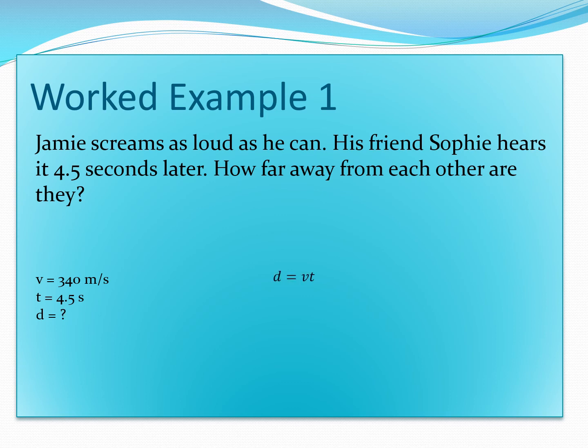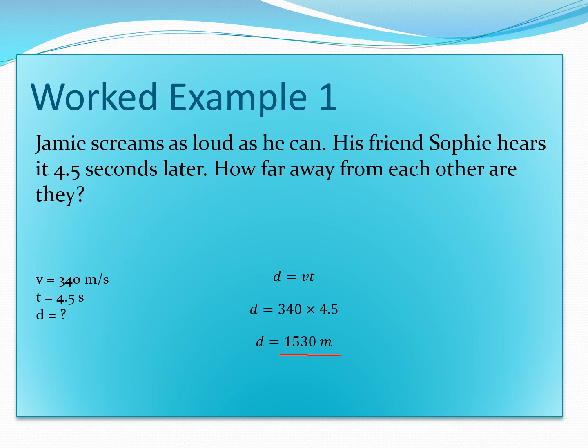So let's write down our equation. D equals Vt. And then we'll substitute in our numbers. V is 340, T is 4.5. Pop it in your calculator, and that gives you that your distance is 1,530 meters. So that's how far away they are from each other. Okay? Simple speed, distance, time equation, but now we're using it for waves.